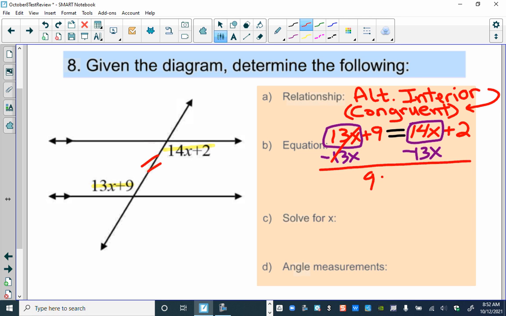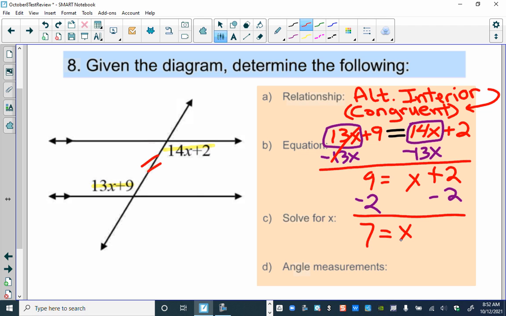You have 9 equals. Well, what's 14x minus 13x? How many x's are going to be left? Just one x. And that's nice because do you really need the 1? No. That 1 disappears. And then last but not least, minus 2 on both sides. 7 will equal x, or x equals 7.